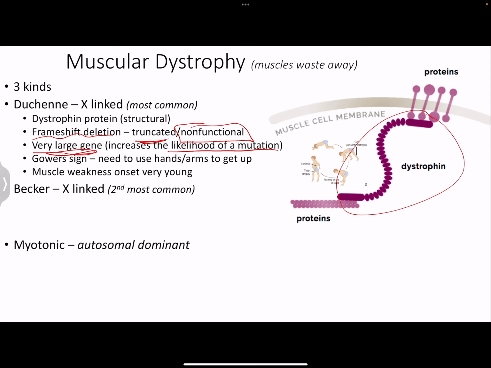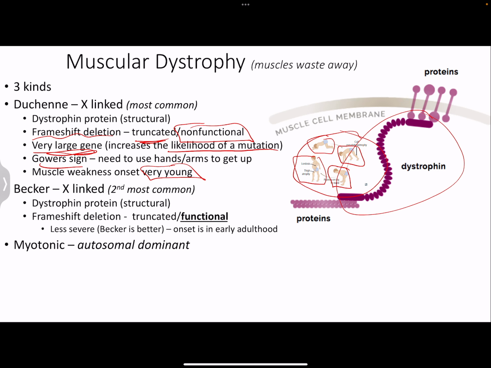So it's such a large gene, you're going to have a mutation somewhere, and if it induces a frame shift, you get a bad protein that doesn't work. Gower's sign is very specific: because they have muscle wasting and not a lot of strength, if they're on the floor, to stand up, they will stand up in this very characteristic way that they might describe in the vignette. And again, very severe phenotype, so the muscle weakness will appear very young.